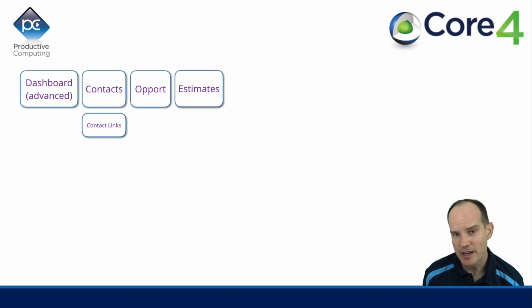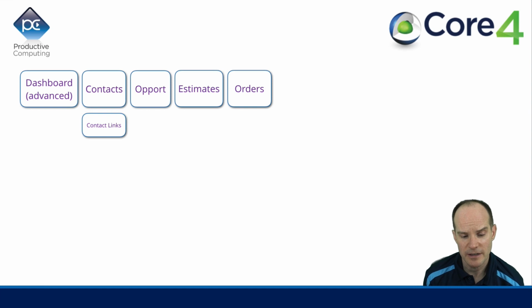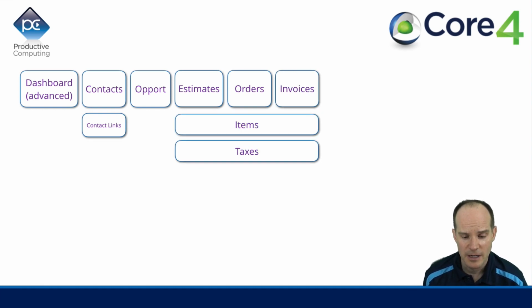And the neat thing about estimates is you can just click one button and that estimate turns into an order. Then you can fulfill that order. And then another button clicks to create an invoice from that order. And then all 3 of those estimate orders and invoices contain items, much like the Core5, and a tax table, much like the Core5. Then we have a POs module.